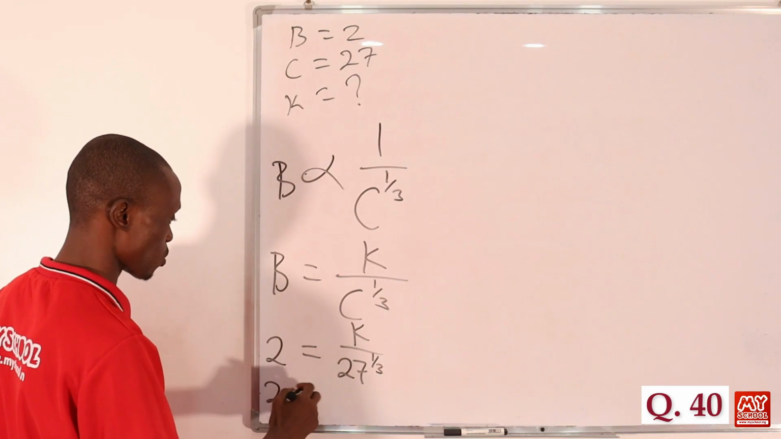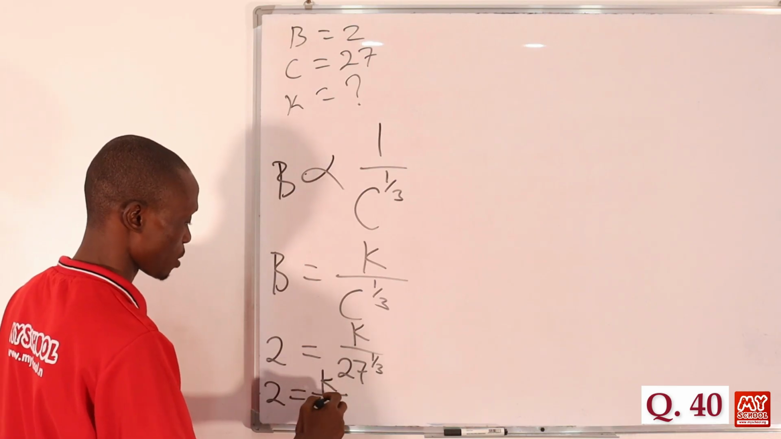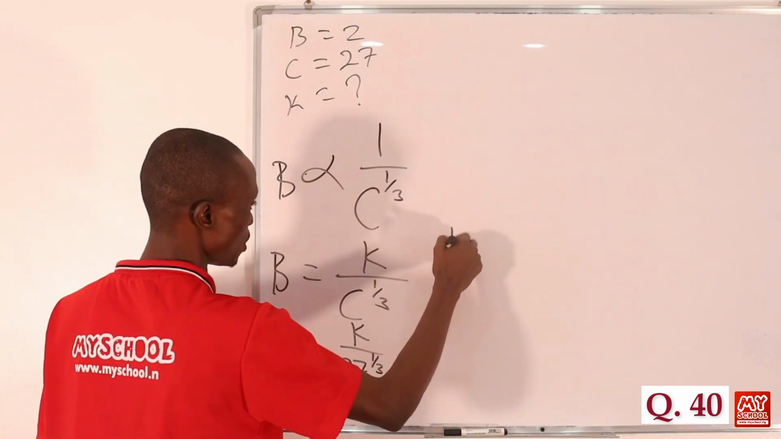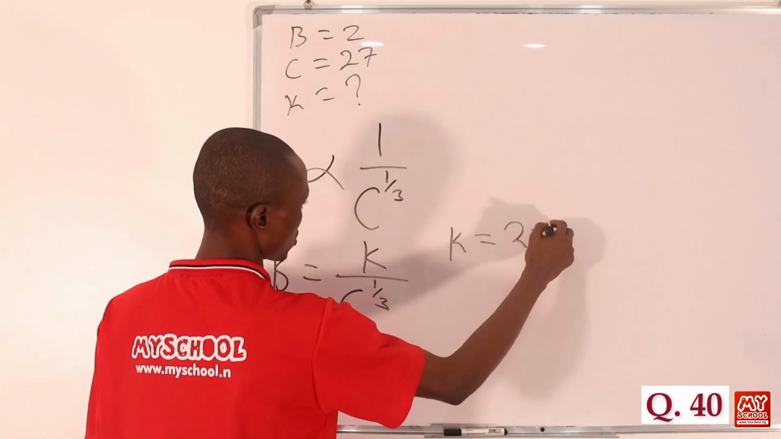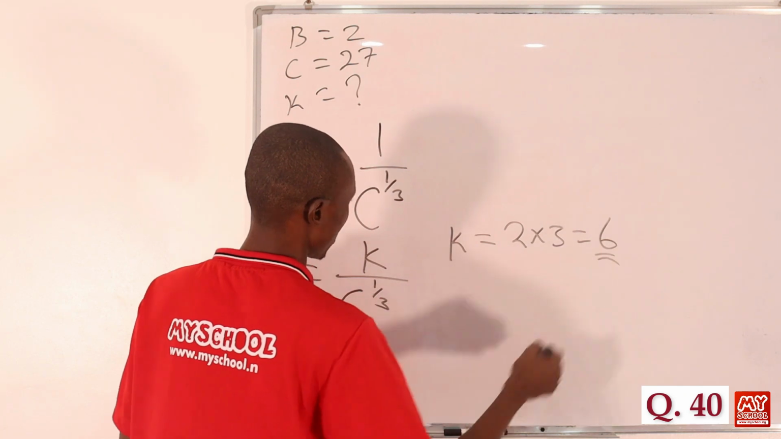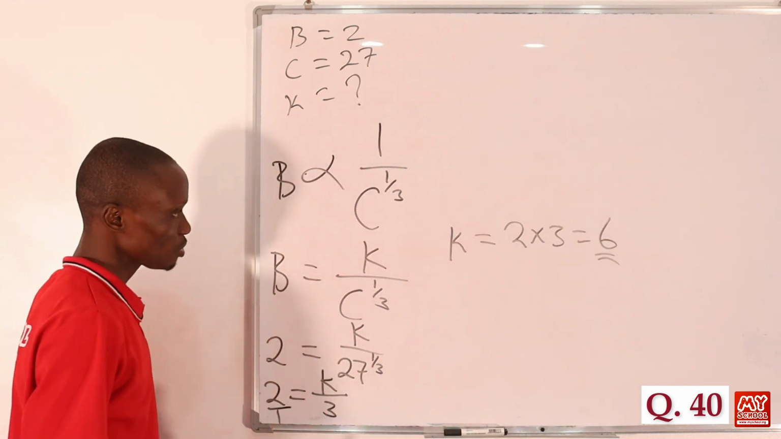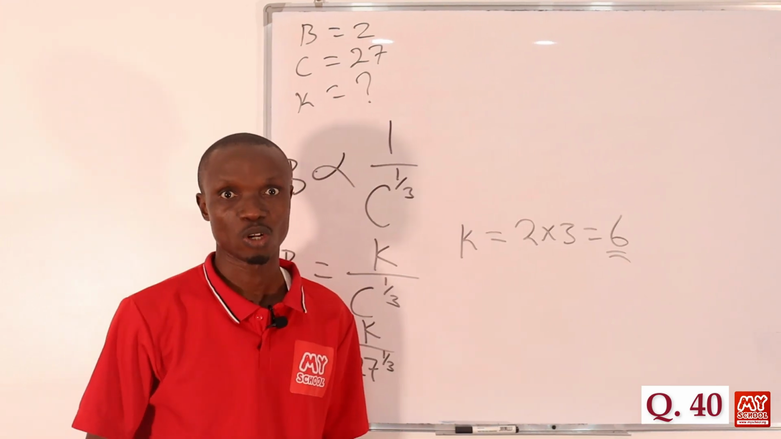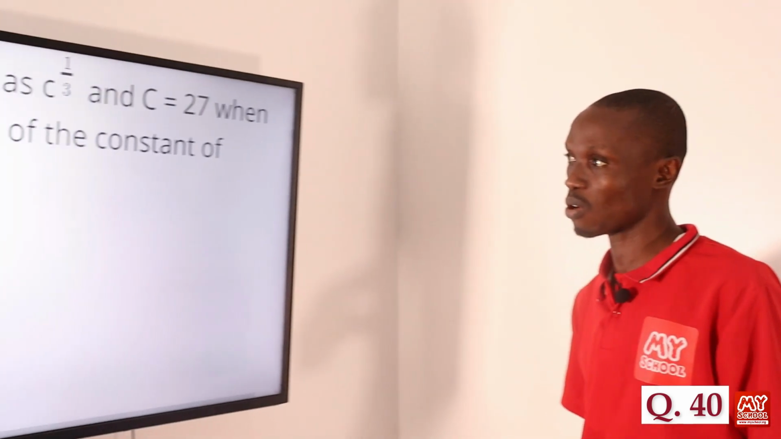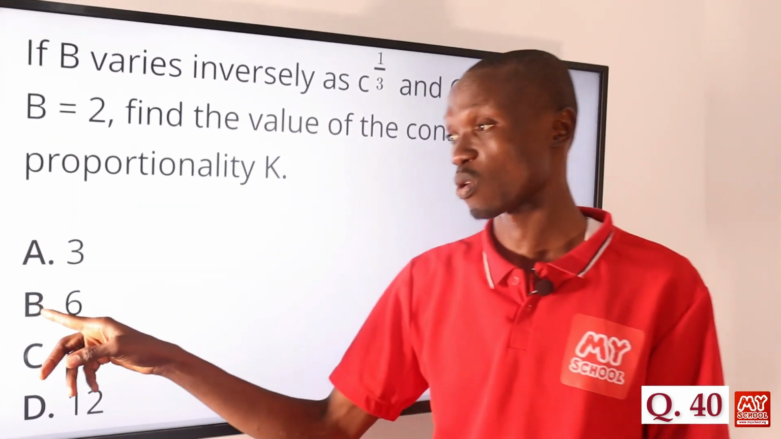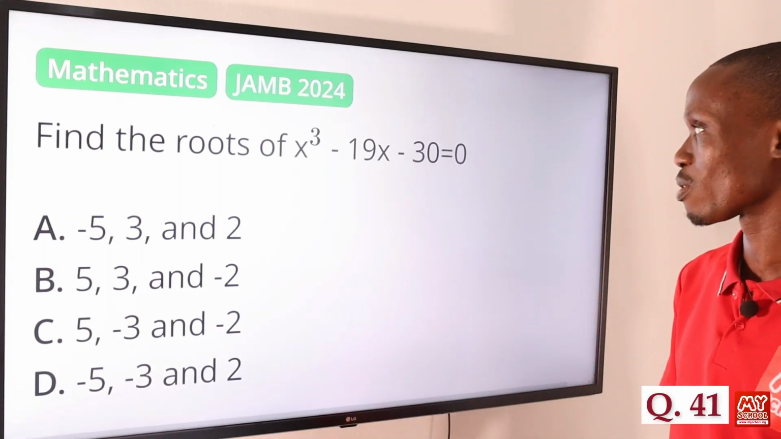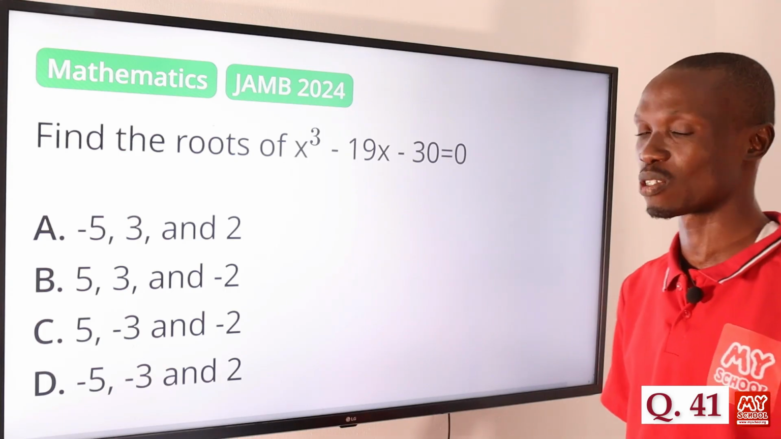So that 2 is equals to k all over 3, right? So if we cross multiply so that we can get the value of k, we'll be having k to be equals to 2 times 3, and that is equals to 6. Okay, so the value of the constant of proportionality for this question is equals to 6. So let's return back to the screen to pick the correct answer to this question, and that is option B, 6.